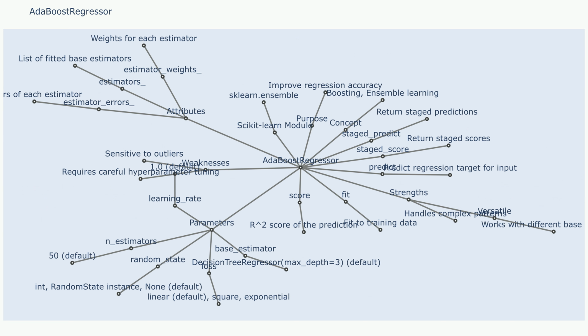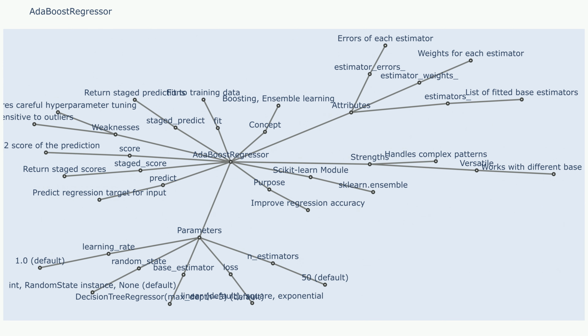Define the base estimator, a decision stump: base_estimator = DecisionTreeRegressor(max_depth=1). Create the AdaBoostRegressor: regressor = AdaBoostRegressor(base_estimator, n_estimators=100, learning_rate=0.1, random_state=42). Tune hyperparameters using GridSearchCV.